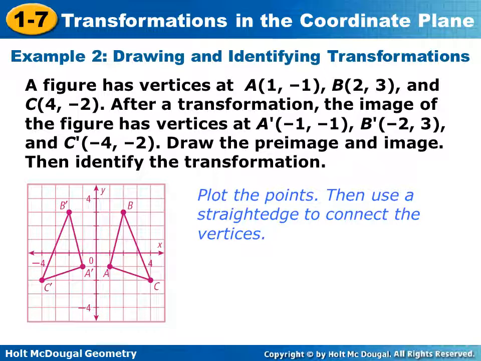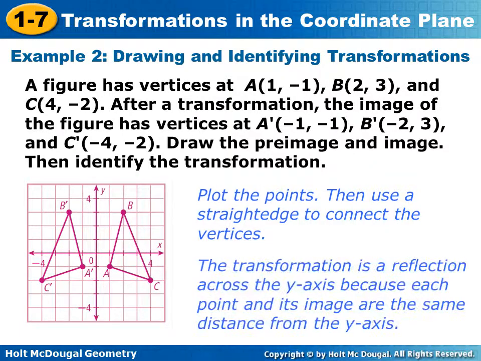After a transformation, the image of the figure has vertices at A prime (-1, -1), B prime (-2, 3), and C prime (-4, -2). If we plot those, that is the figure on the left. Now that we see this, we can see that it is a reflection around the y-axis because it's flipped over. So each of the points is the same distance from the y-axis. A is 1 point away, B is 2 points away, and C is 4 points away.